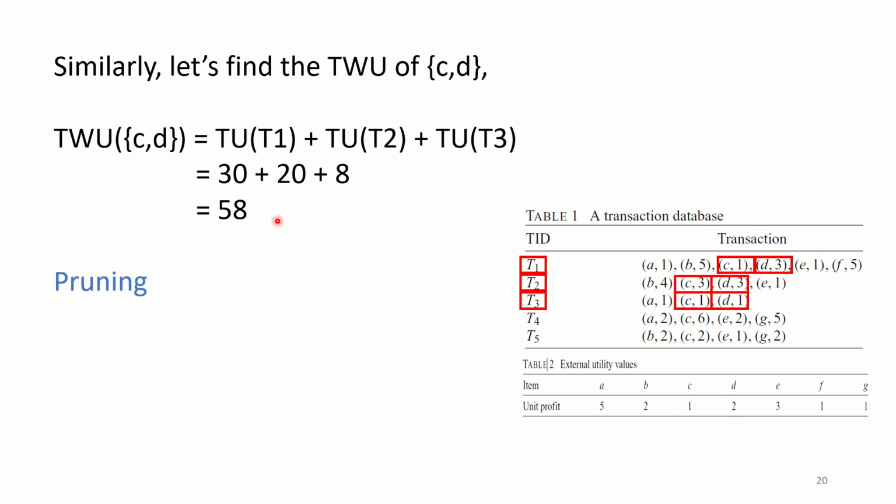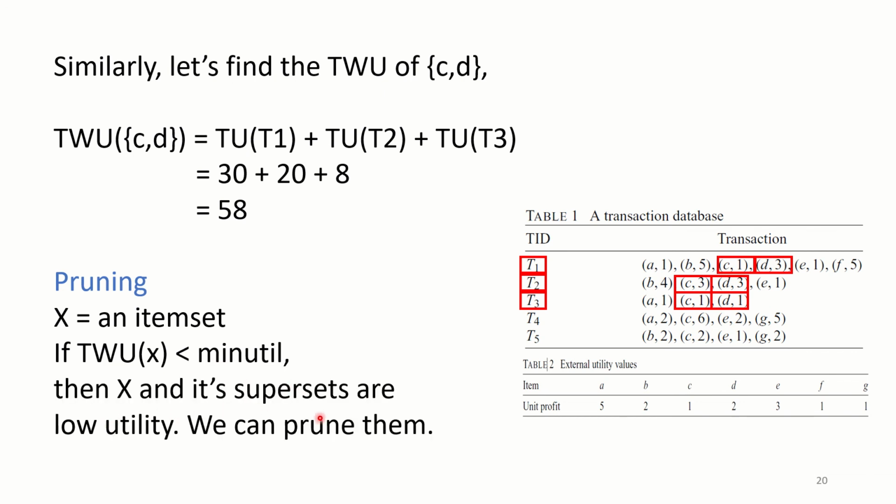Now we have to prune using the TWUs. Suppose X is an item set, and if the TWU of X is less than the min util, then X and its supersets are low utility. We can prune them. Suppose the min util for this one was 50, and we found that the TWU of CD is 58, so it is greater than min util, so we don't need to prune it, and we can accept it as a candidate high utility item set.